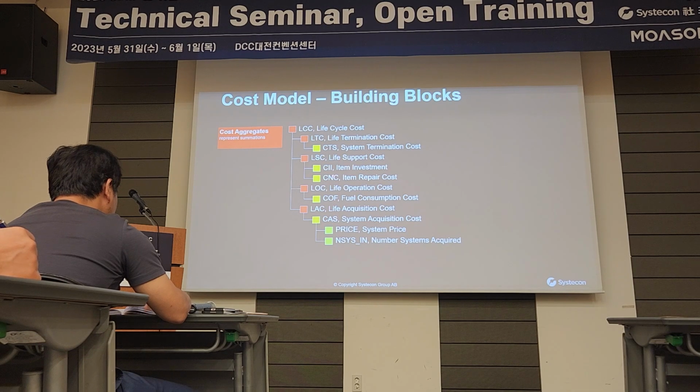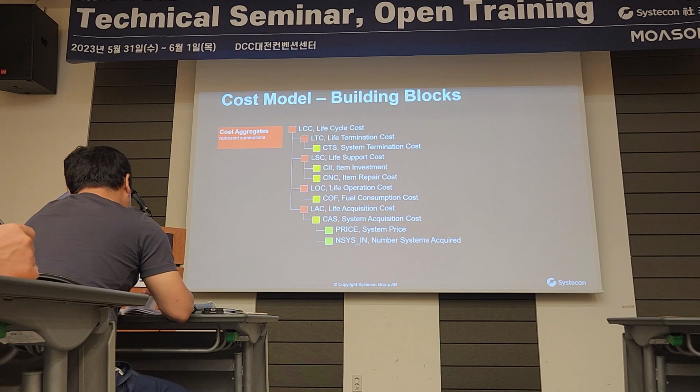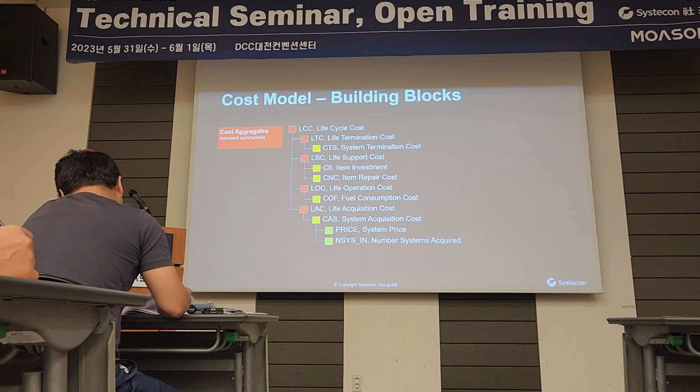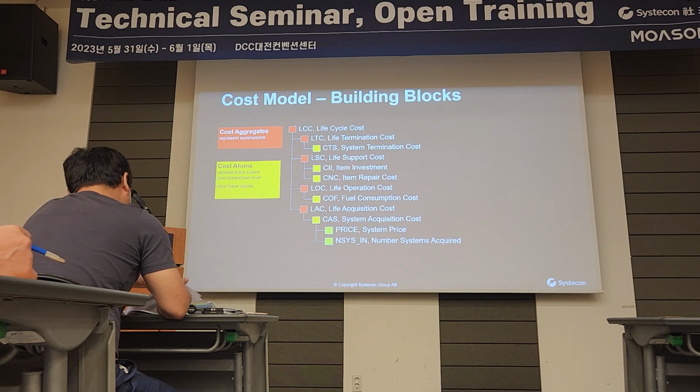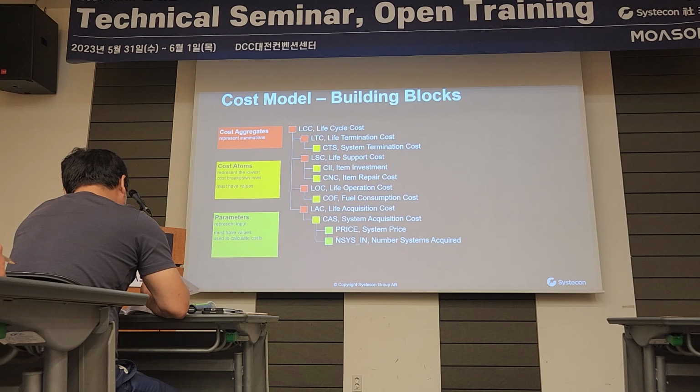which in turn consist of cost atoms. So it represents the lowest cost breakdown level. They need to have a value. And the value of a cost atom can either be explicit or calculated by an expression. And here we have parameters that represent input.